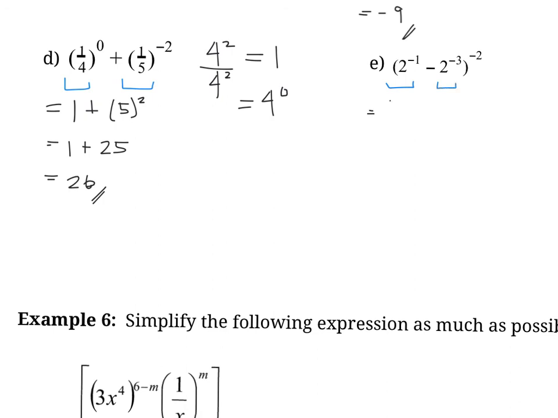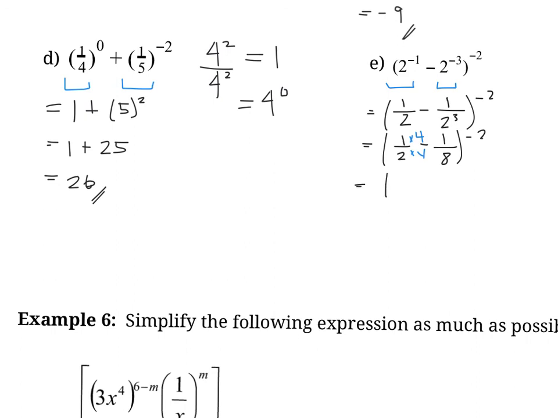So 2 to the power of negative 1, we know that's just 1 over 2, all to the power of 1, minus 2 to the power of negative 3, that's just going to be 1 over 2 to the power of 3, all to the power of negative 2. So we have inside the brackets here 1 over 2 minus 1 over 2 to the power of 3, which is 8. We can simplify this by multiplying the denominator and numerator of the first fraction by 4.